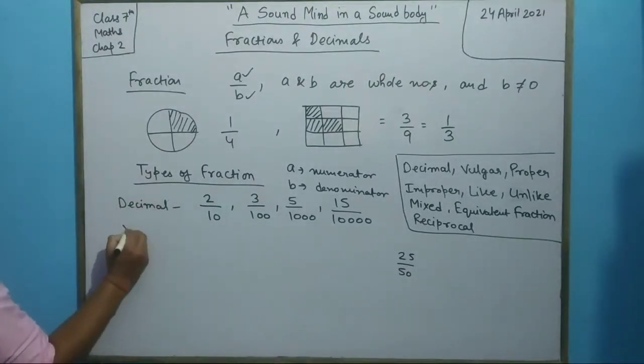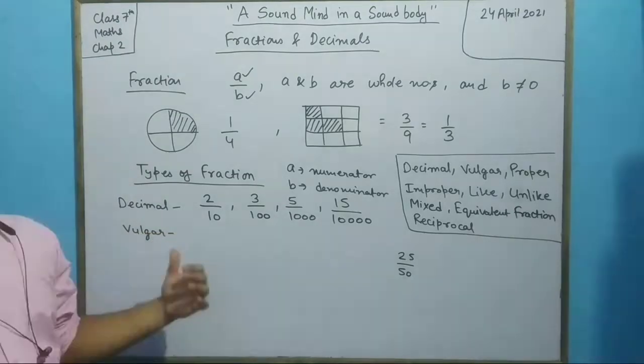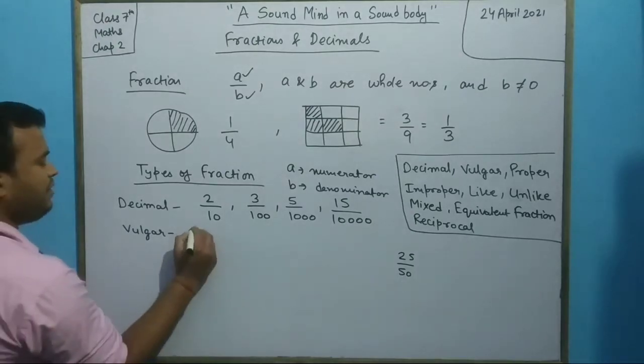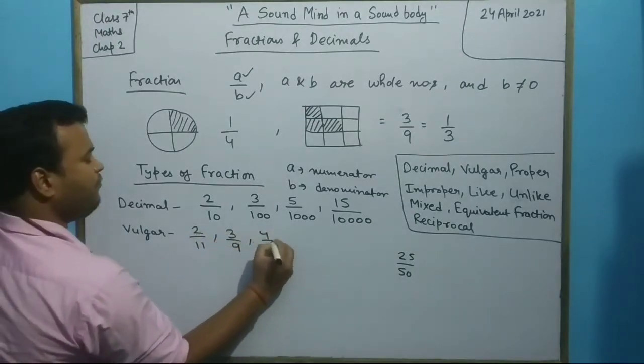Now again another one, vulgar fraction. Vulgar fraction means the denominator is not in the power of 10. We can take 2 upon 11, 3 upon 9, 4 upon 5.